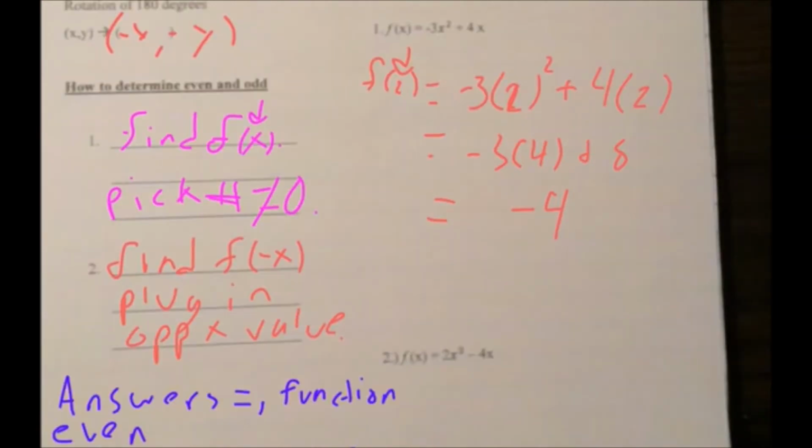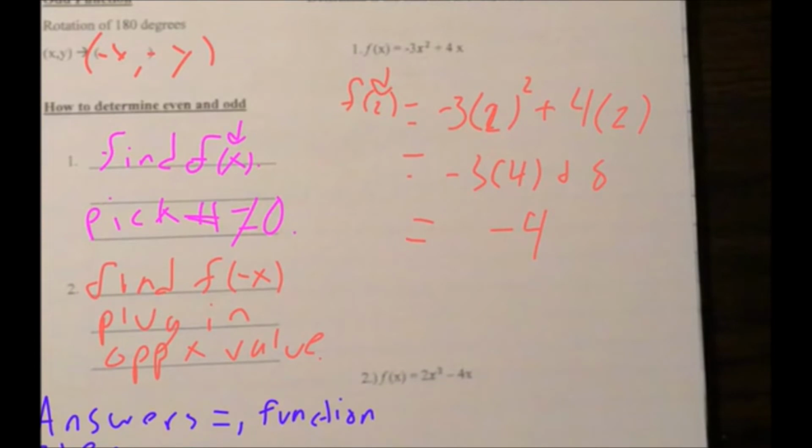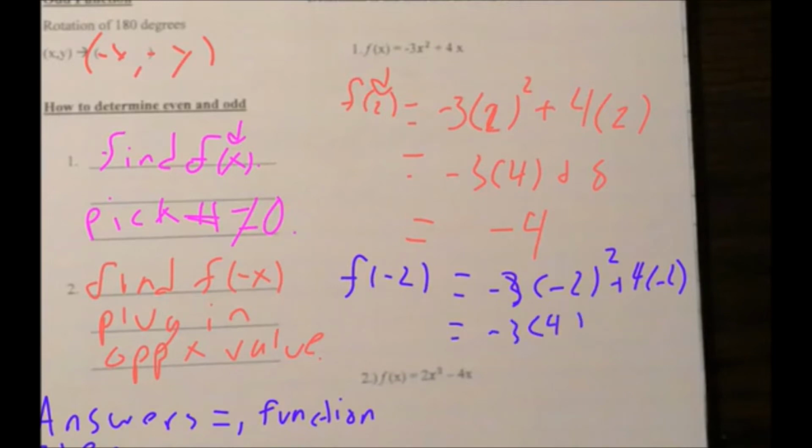Okay, now we have to find f of -x, right? So we plugged in 2, so we're looking for f of -2, you guessed it, and that equals -3 times (-2) squared plus 4 times -2. You get that to equal -3 times 4 minus 8, so you end up with -20.